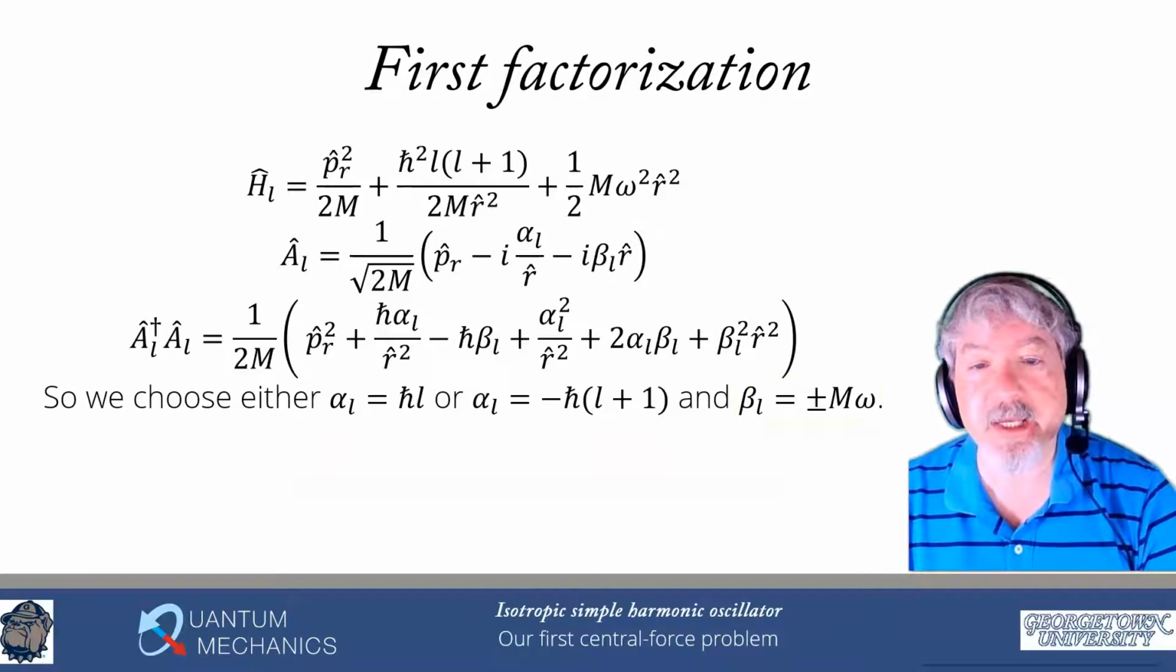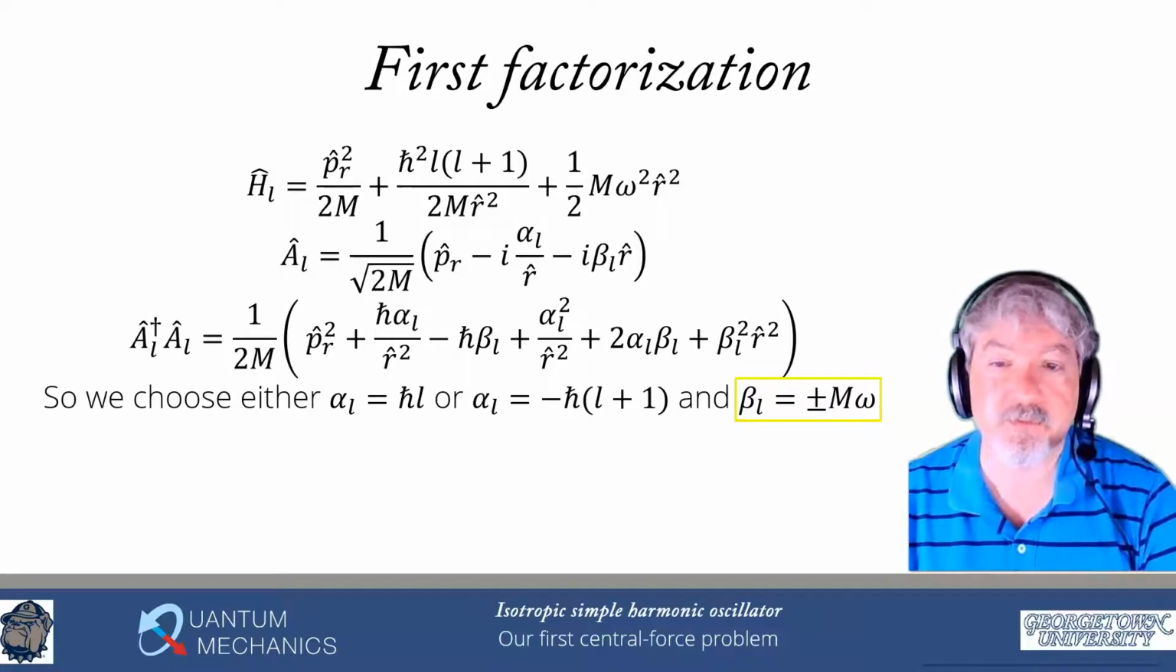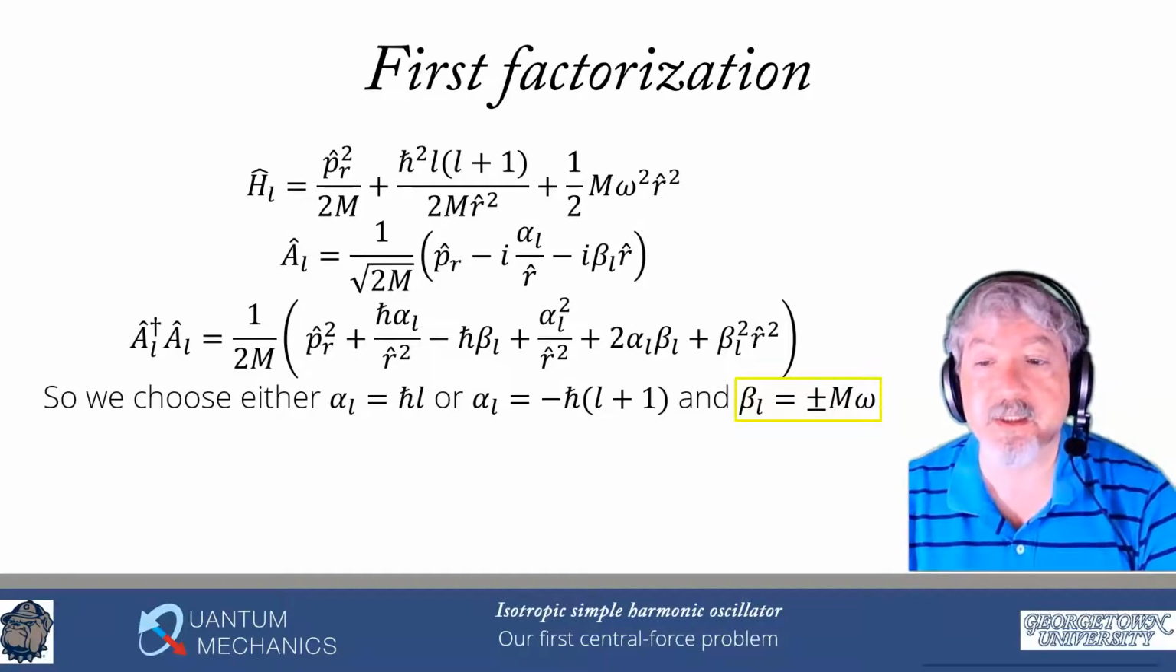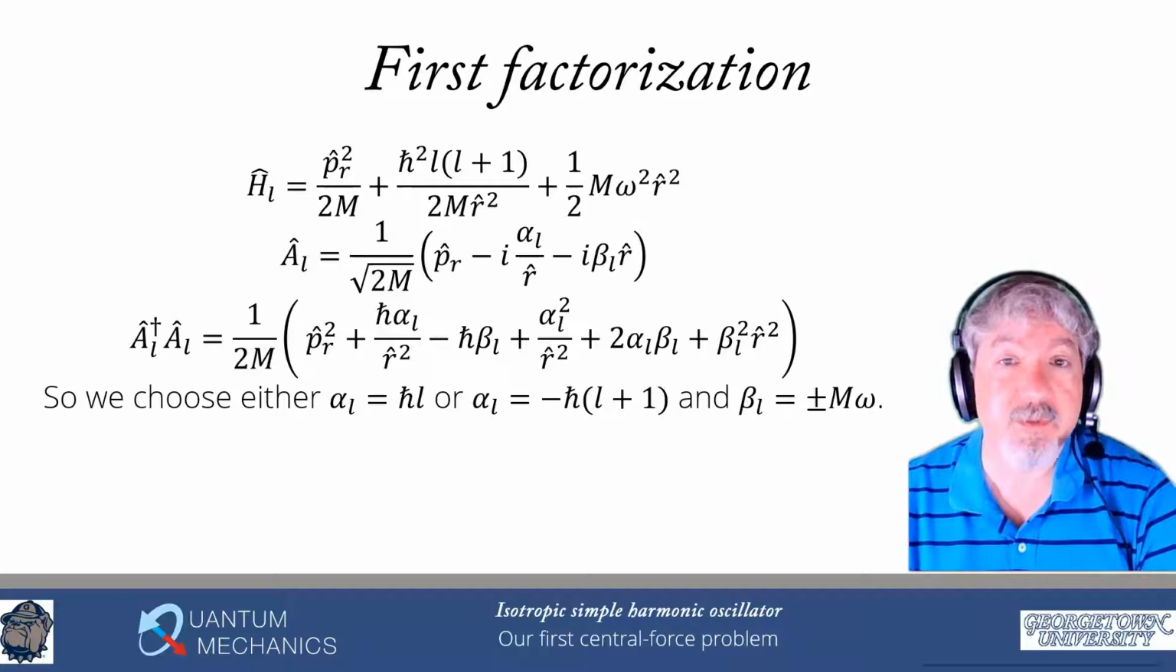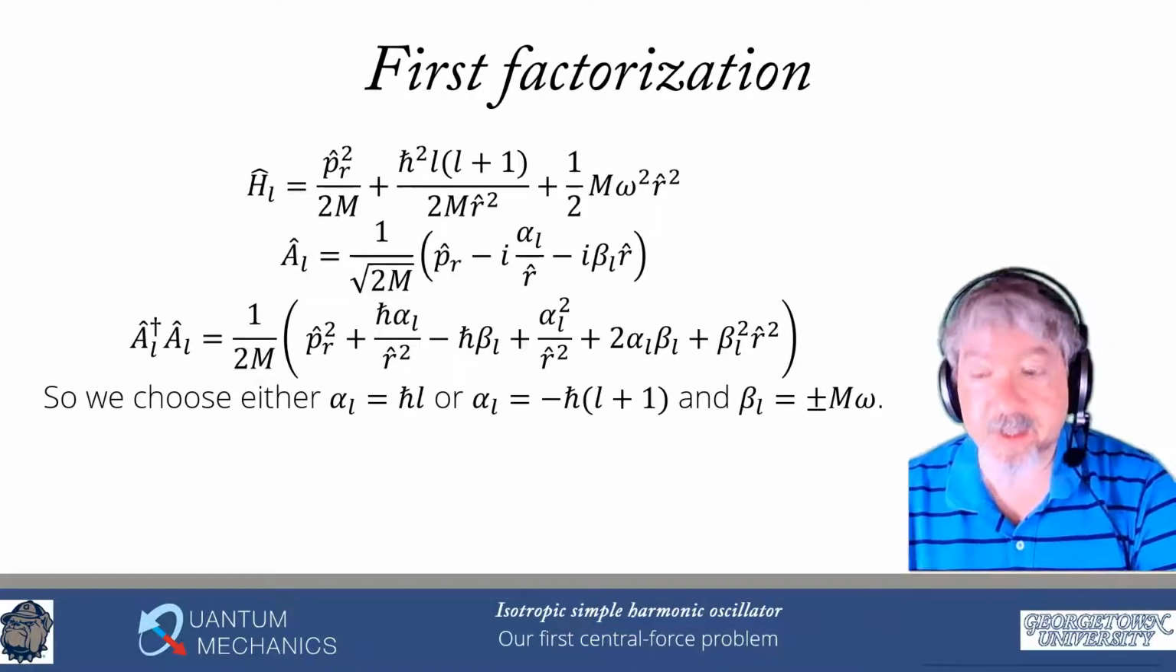The terms with the beta L are much easier to sort out. We just need beta L squared to equal m squared omega squared for this to work. So we have beta L is equal to plus or minus m omega. And now we have 4 choices that we have to pick from. Of course, only one of them is the one that we want to pick for our factorization chain.